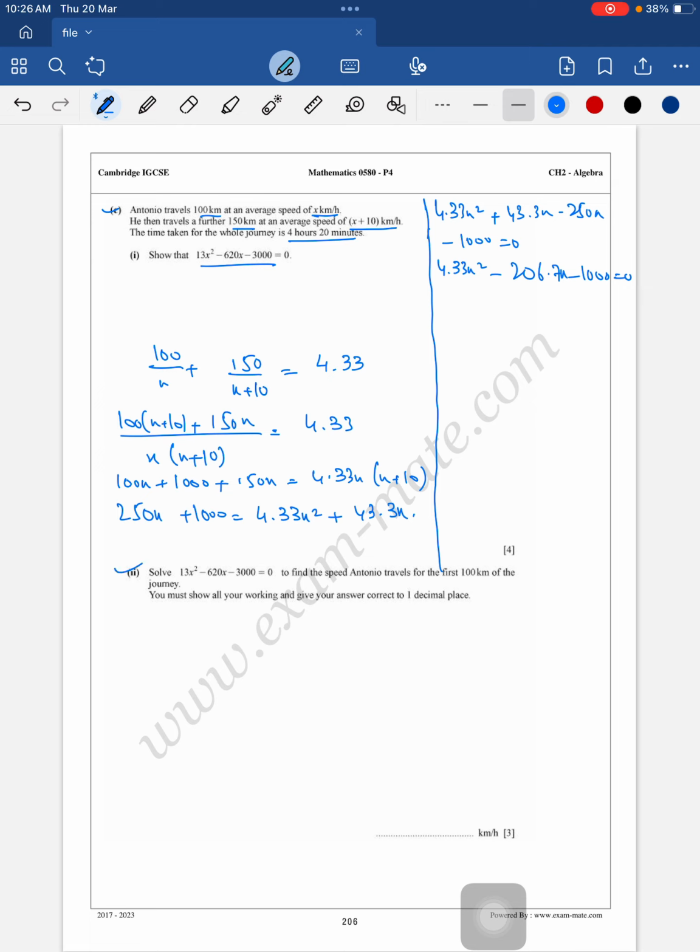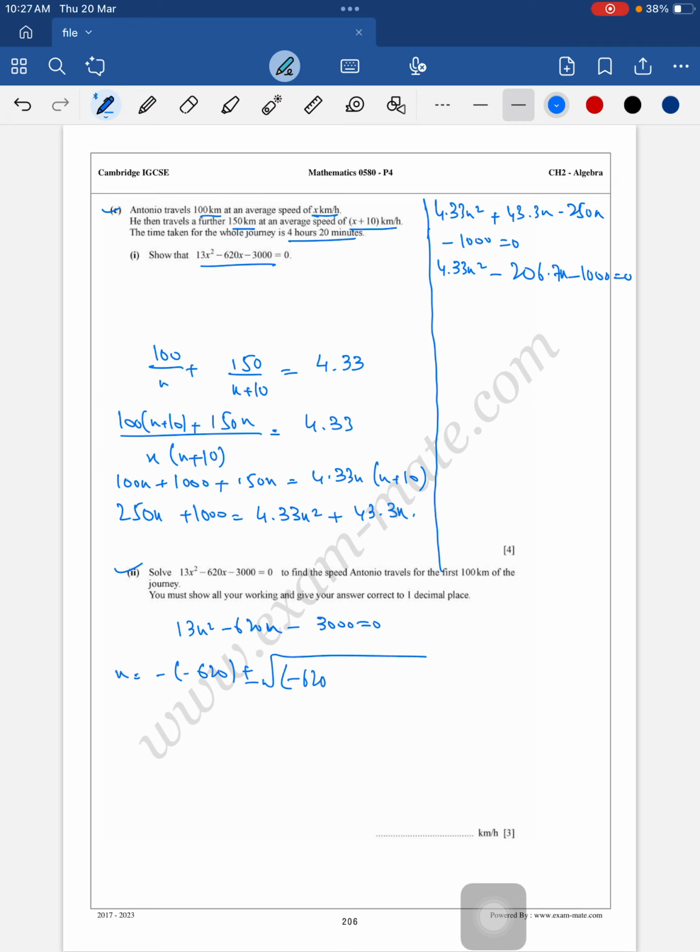Clear? Solve to find the speed Antonio travels for the first 100 kilometers of the journey. Okay, now, so we have 13x square minus 620x minus 3000 is equals to 0. Applying the formula, x is equals to minus b, that is minus 620, quadratic formula.